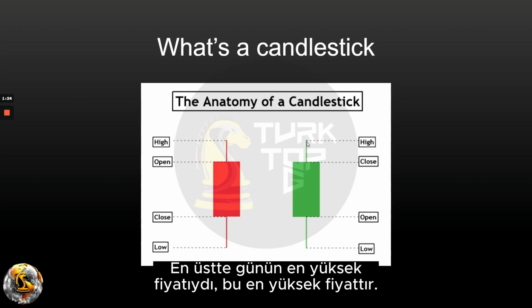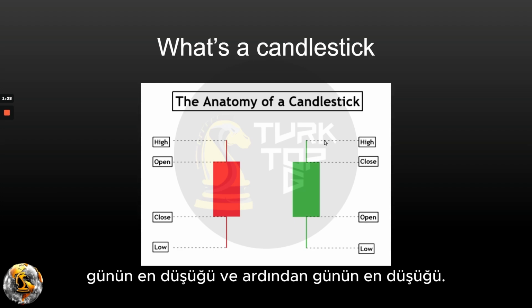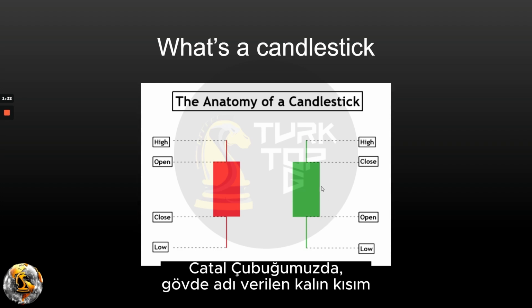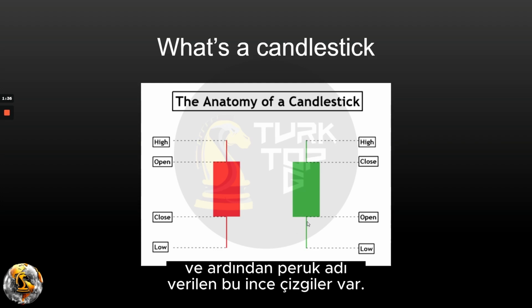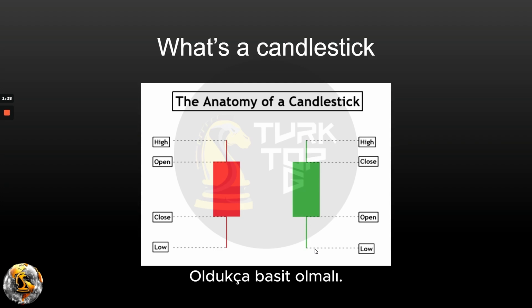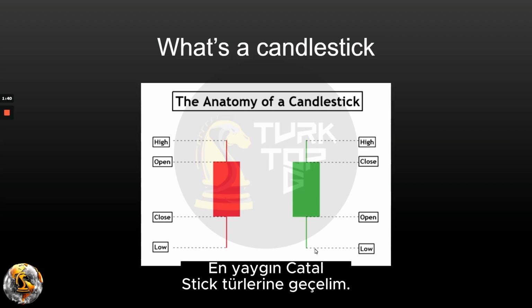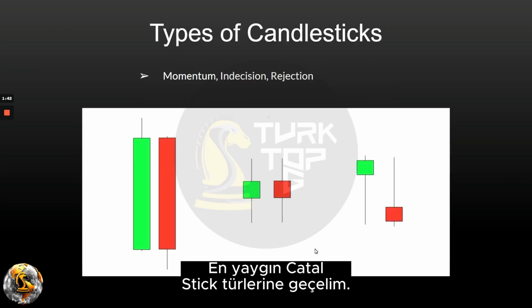At the top was the high of the day, that's the highest price of the day, and then the low of the day. A candlestick, you have the thick part, which is called the body, and then these thin lines, which are called the wick. Should be pretty straightforward. Let's move to the most common types of candlesticks.